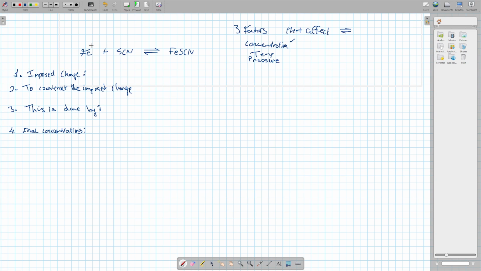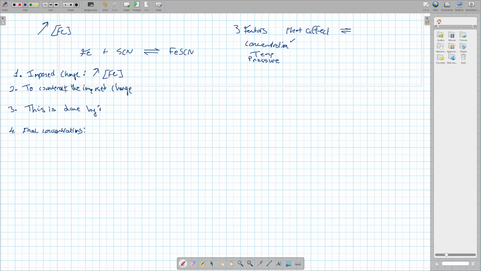Let's say, for example, I decided to increase the concentration of Fe. Okay, I don't need to write the charges now, I'm just trying to explain. So what is the imposed change? What are we changing right now? They said increase the concentration of Fe. So the imposed change is the increase in concentration of Fe. This symbol means concentration.